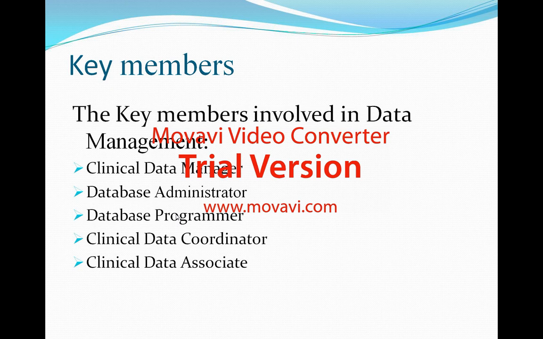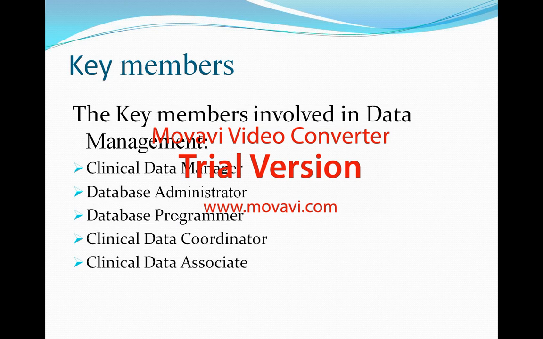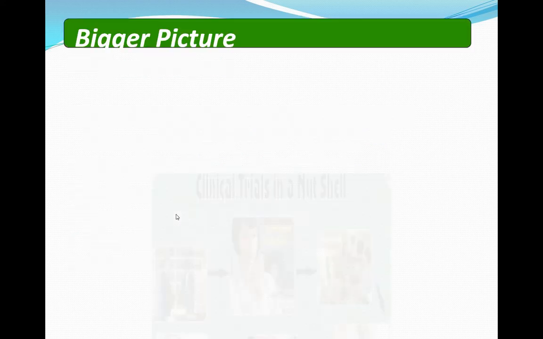So they stand as an intermediary between the doctors and the sponsors. Clinical data coordinator is an intermediary between the doctor and the patient. Clinical data associate is an intermediary between the doctor and the sponsor. Okay, so these are the different designations. You can even find jobs like this: clinical research coordinator, clinical research associate, data manager. Like this, there are different positions.